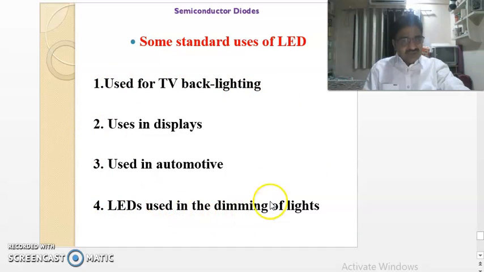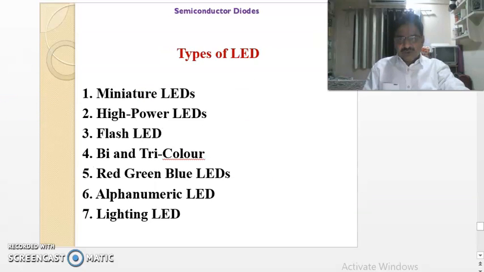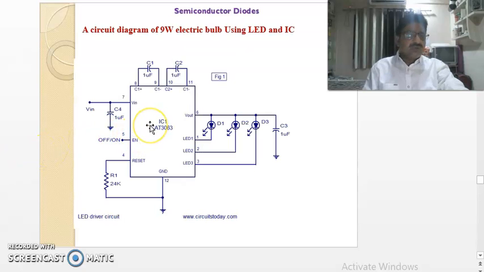There are some standard uses of LEDs also. We can use LEDs for such purposes where electric bulbs are manufactured. Here is given the circuit diagram of a 9-watt electric bulb using LED. 9-watt, 10-watt, 4-watt, depending upon requirement, we can utilize a circuit in which LEDs are utilized. So in this way, there are various applications of light emitting diode.